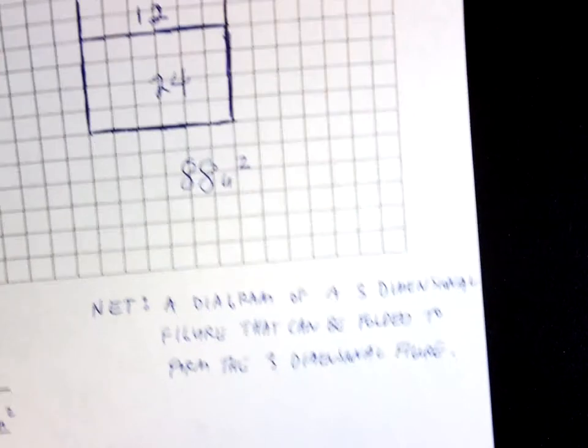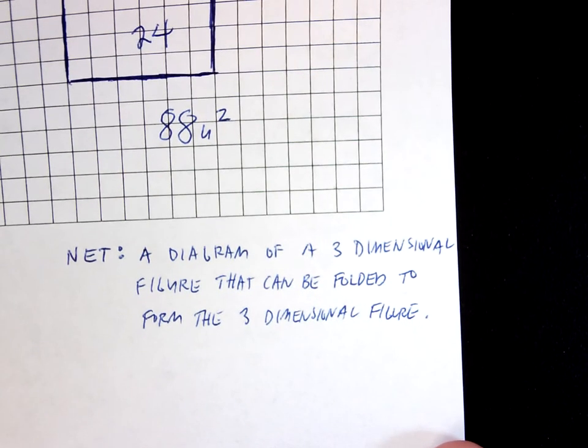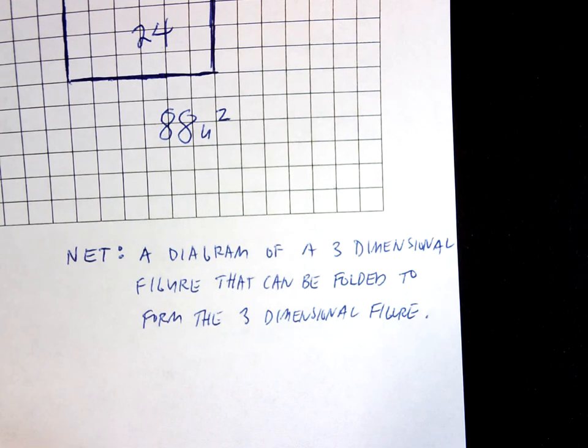Last definition, again, just write this at the bottom. A net is a diagram of a three-dimensional figure that can be folded to create that three-dimensional figure. That's all a net is.